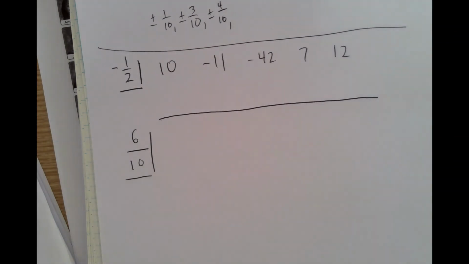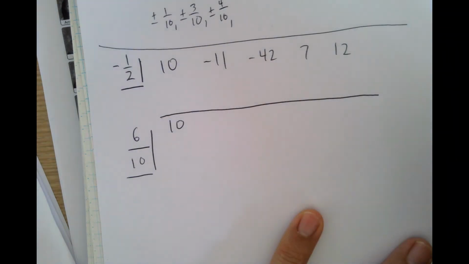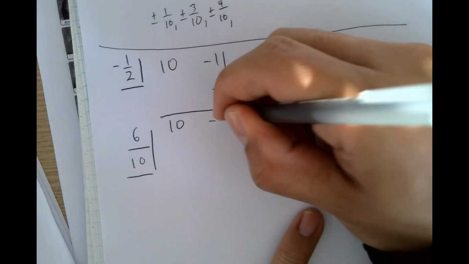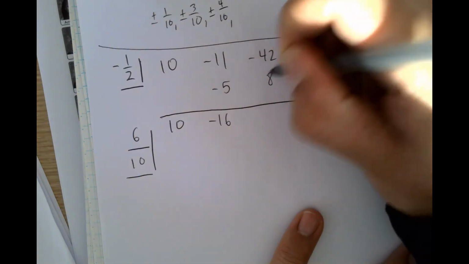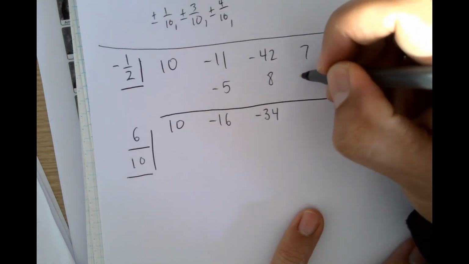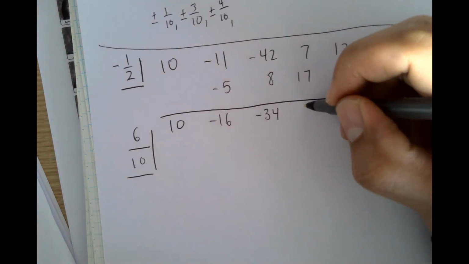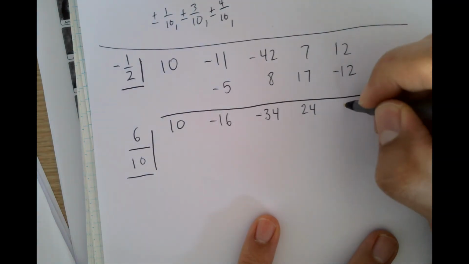Okay, let's see here. So you can see here we would first bring down the 10. Then we would multiply 10 by negative 1/2, which is negative 5. We would get negative 16. Then we would multiply negative 16 by negative 1/2, which is 8. We would get negative 34. We would multiply negative 34 by negative 1/2, which equals plus 17, which equals positive 24 when we add them together. Multiply 24 by negative 1/2, which is negative 12, which is 0.